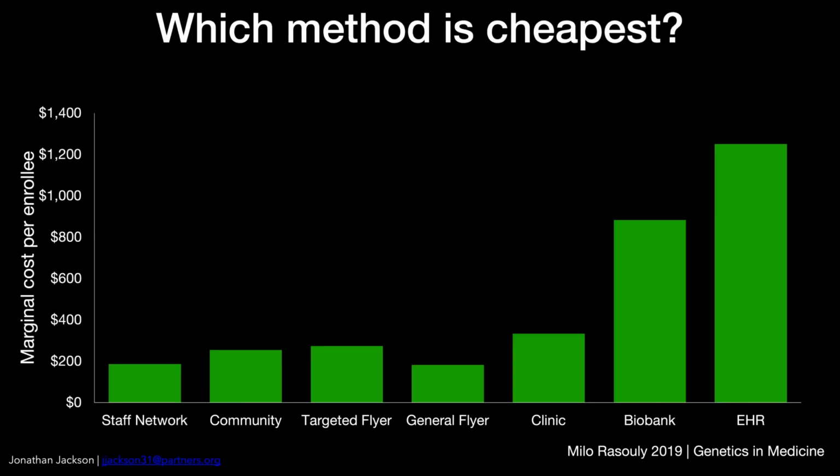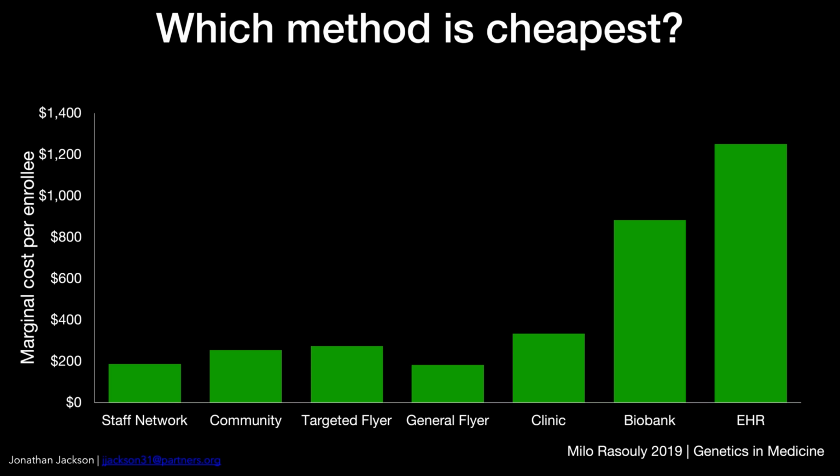You can actually convert the same data into a marginal cost per enrollee. And so you can see that the biobank and EHR methods are actually quite expensive in terms of your ability to recruit participants. That's usually because we don't often consider additional or hidden costs when it comes to recruiting these individuals, which usually come in the form of research assistant time and effort. It usually takes them multiple calls to bring in individuals, only to lose them at the enrollment stage.